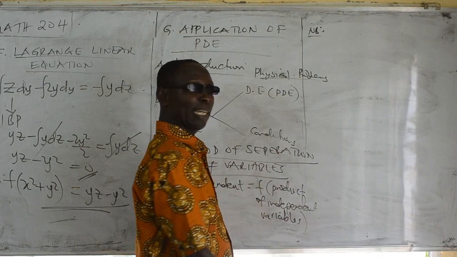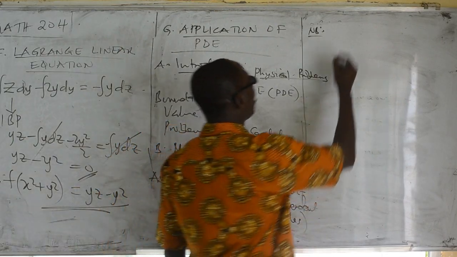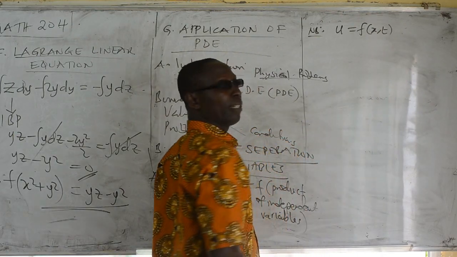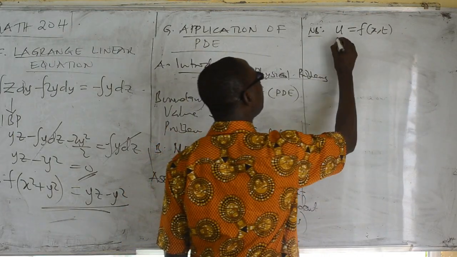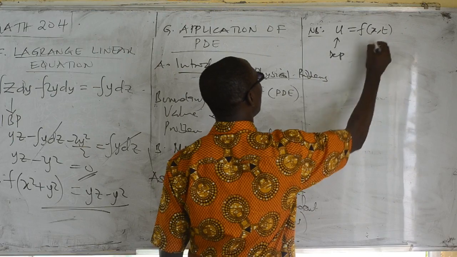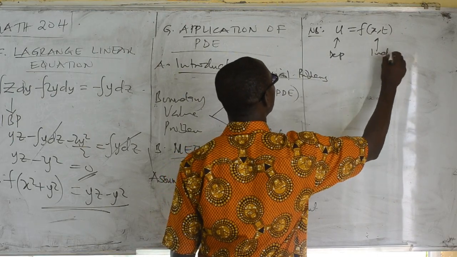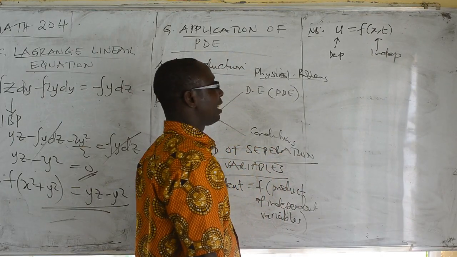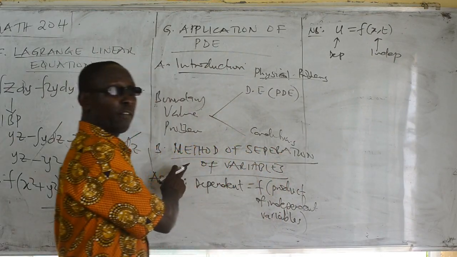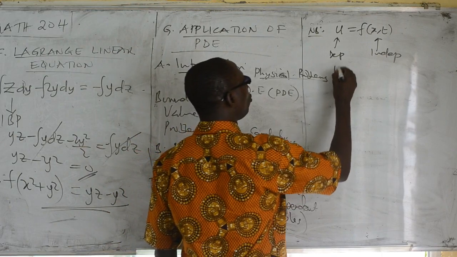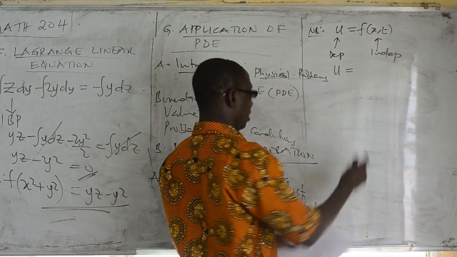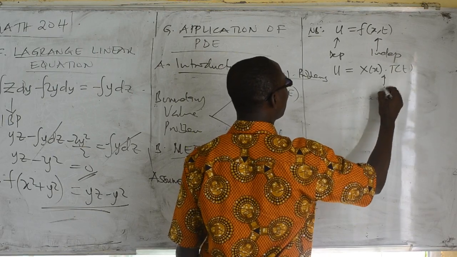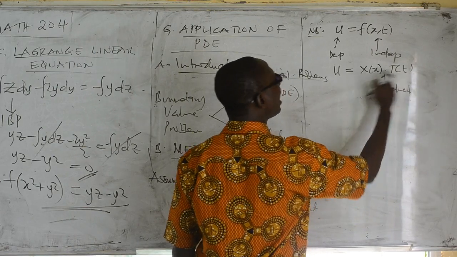Now let us look at an example. Now watch here. Assuming u is a function of x and t, you know that u is the dependent and x and t are the independent. So using this method of separation of variables, we're going to write that u is equal to X(x) times T(t). This is the product, and these are the independent.